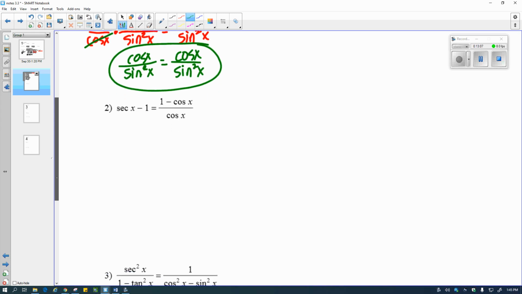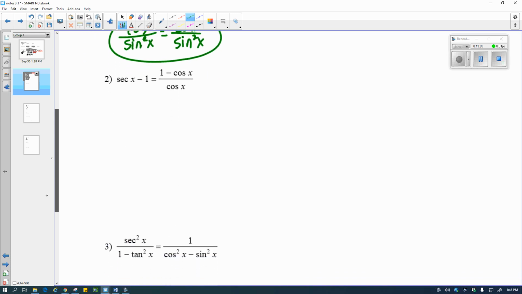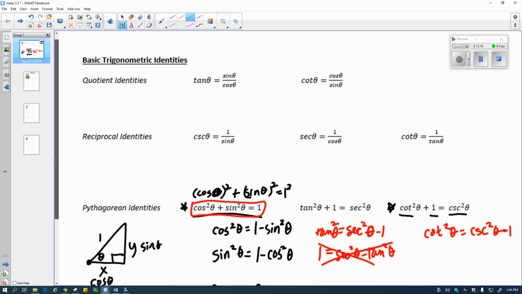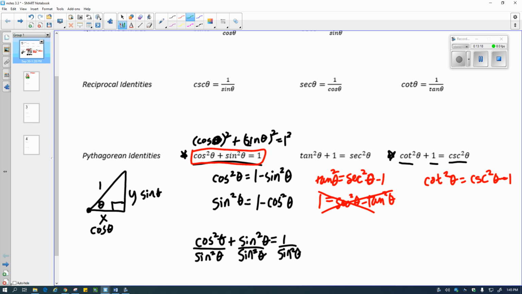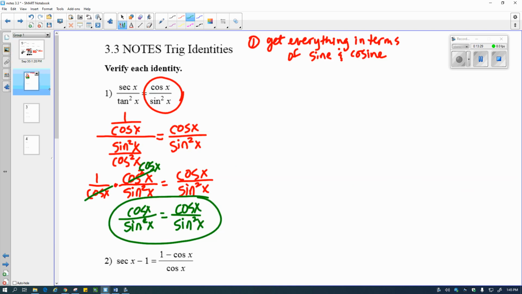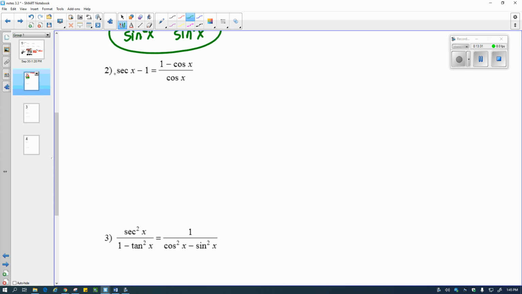Okay, so I'm going to start this next one. Now, if I look back, I see this secant x minus 1. I want to look back at my identities, and I feel like I saw something like that. I see secant, I can't use this one because this is secant squared x, or secant squared theta. And so on this problem, because this is not squared, I can't use that identity. But I can rewrite secant as 1 over cosine.